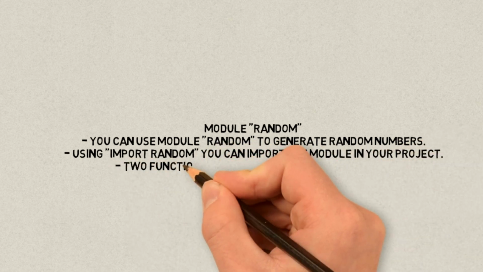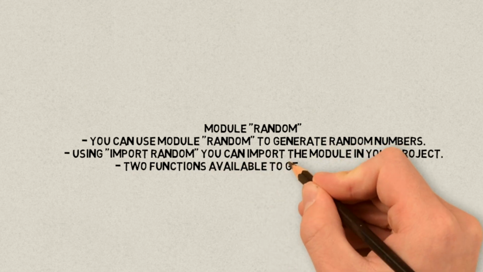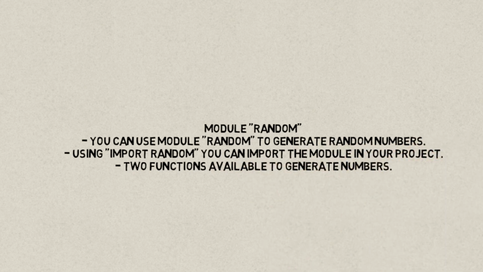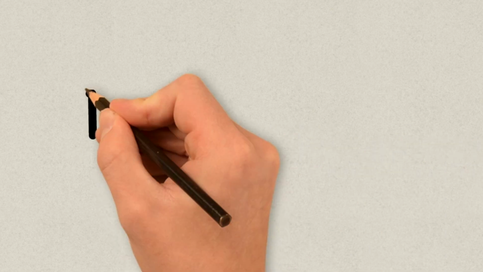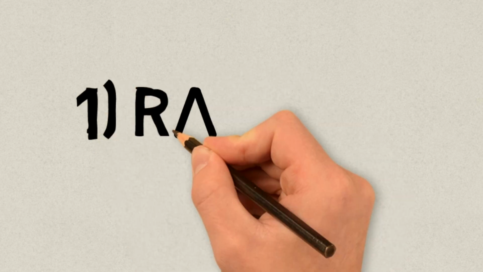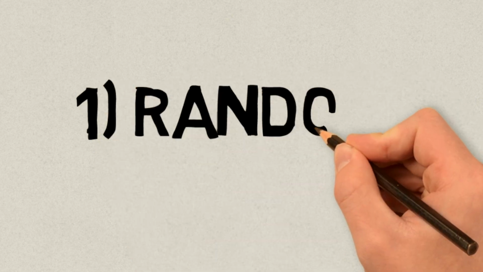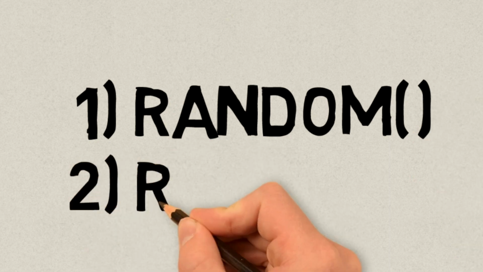There are two functions available to generate random numbers. First function is random. Second function is randint.